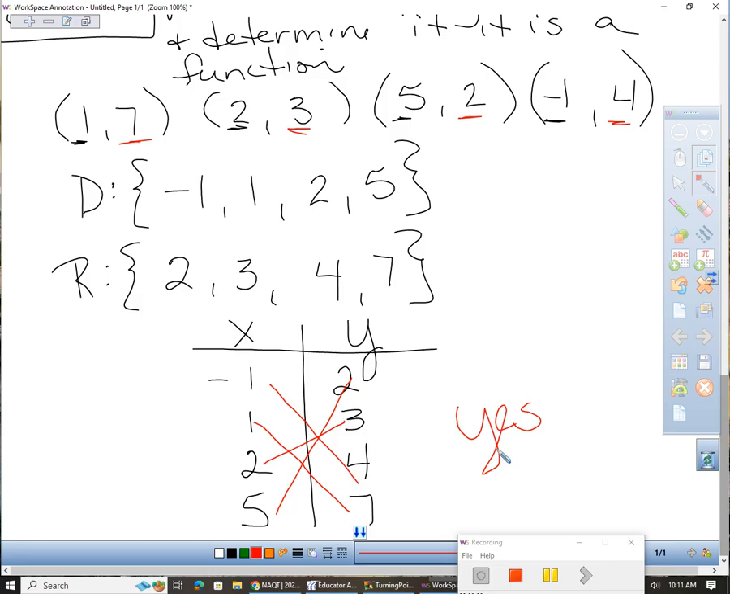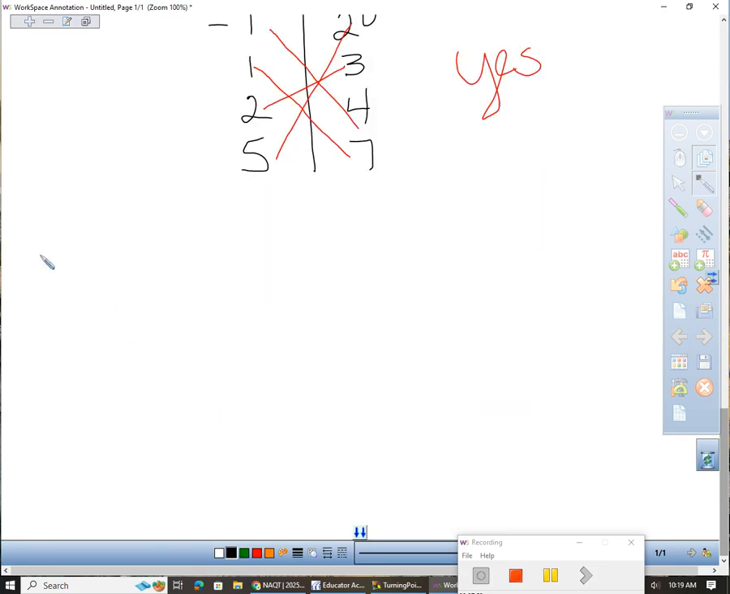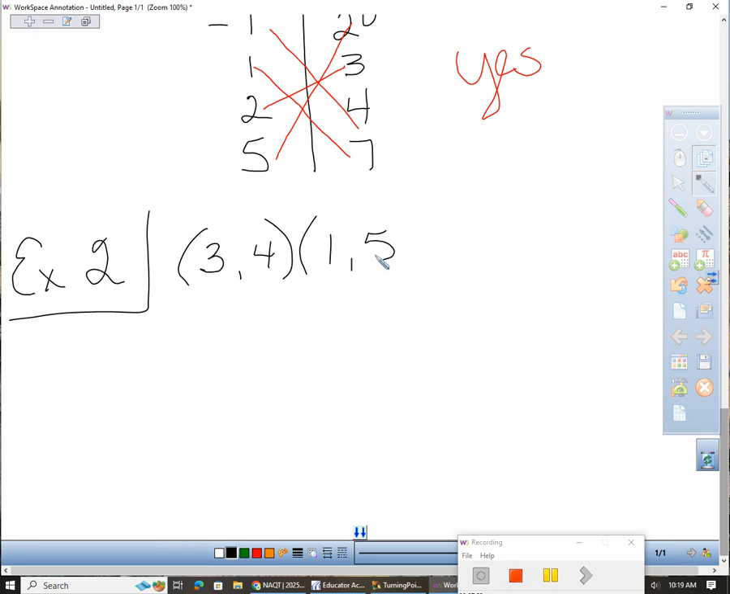Okay, let's do another one. Example number 2. Same thing. So let's say I have the points (3, 4), (1, 5), (2, 6), and (3, 3).